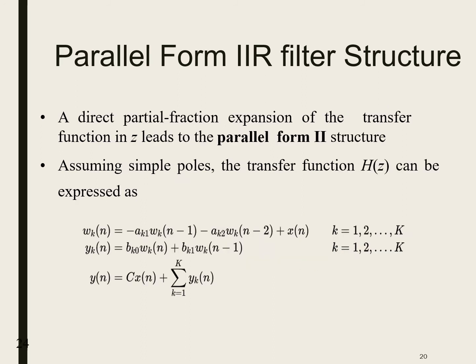Okay. Right. So there are two forms of representation. The direct partial fraction expansion of the transfer function in z leads to a parallel form 2 structure. So here the transfer function can be written as w_k of n is equal to minus a_k1 into w_k of n minus 1 minus a_k2 w_k of n minus 2 plus x of n. So from this the final equation is y of n is equal to c into x of n plus summation of k equal to 1 to K y_k of n. That is purely by using the partial fraction method.